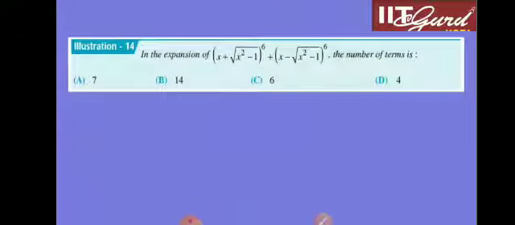Another question. In the expansion of x plus under root of x square minus 1 to the whole power 6 plus x minus under root of x square minus 1 to the whole power 6, the number of terms is, options are 7, 14, 6, 4. If you get this question, then try yourself once, and later on I will explain this. That is the same question as the previous one I have discussed, the same part of the question. I have given the idea of n by 2 plus 1 terms if n is even. Here also n is even.